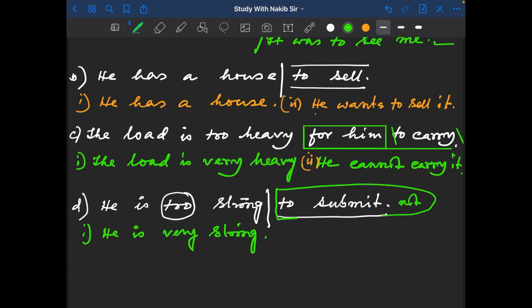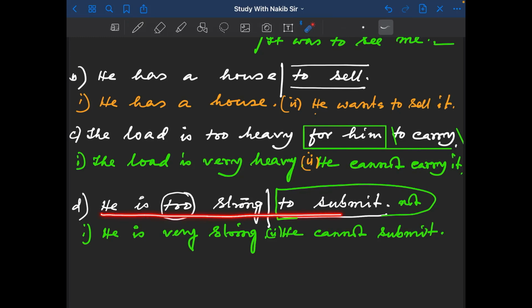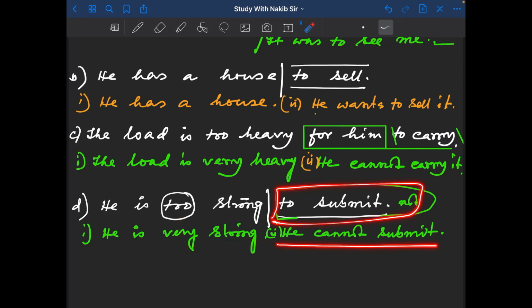The subject is he, and here the tense is, so he cannot. Not is attached, he cannot submit. He cannot submit. Two sentences. Okay. So from this given sentence, he is too strong to submit. First we have separated this part, he is too strong, and too has been changed into very, so he is very strong. Stop. And for this infinitive part, this sentence is made, he cannot submit. Okay, we'll take another example.